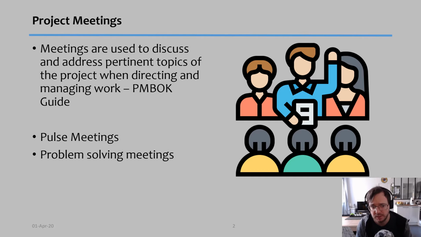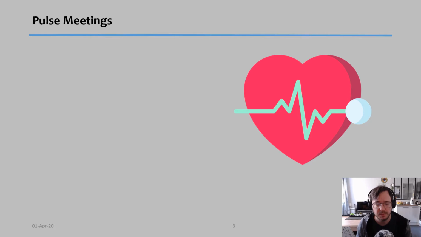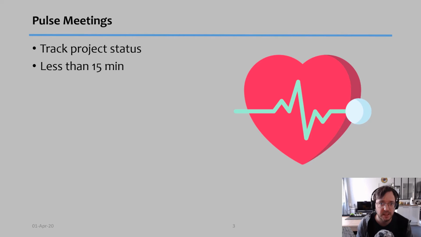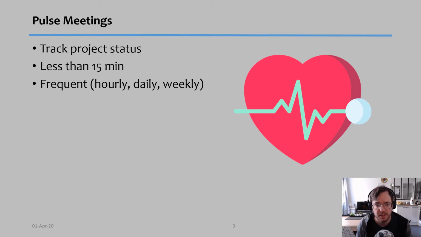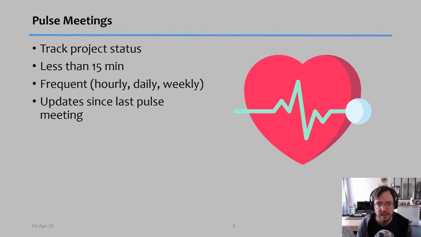The first one is called pulse meetings, and the second one is problem solving meetings. Pulse meetings are a little bit like checking the health of the project. Here we track the project status, and typically they last less than 15 minutes. It's quite common practice to do stand-up meetings, since it's so quick that there's no point in sitting down. They can happen every day or every week, sometimes, if it's a very urgent project, even every hour. And the focus here is to update on things that have changed since the last pulse meeting.